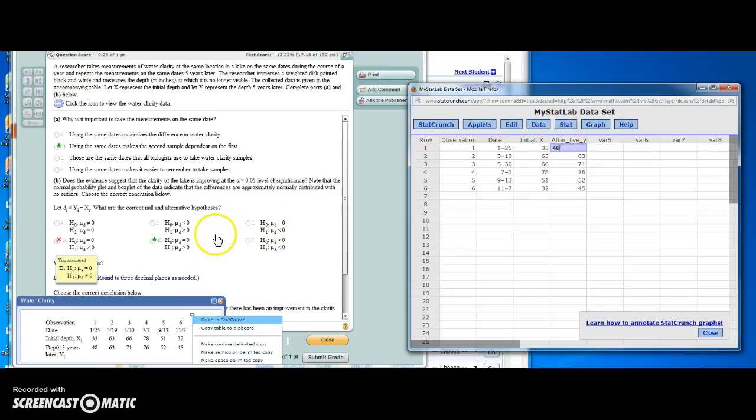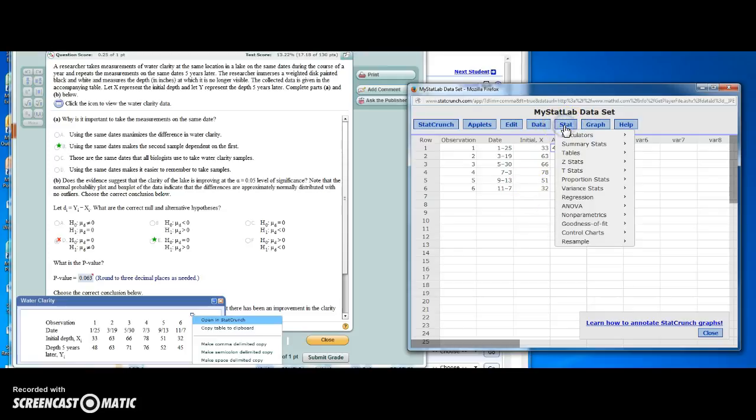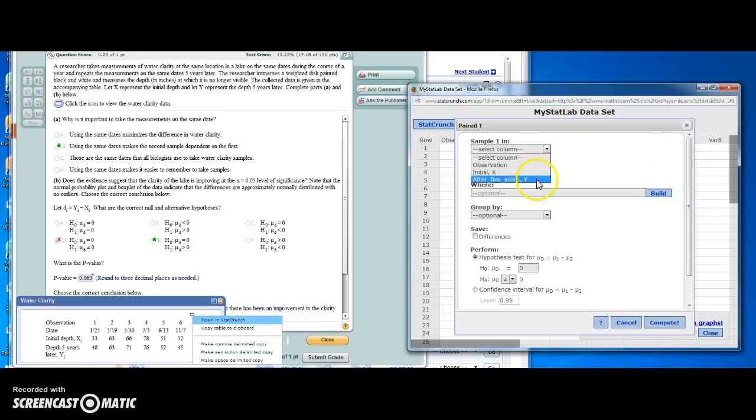Because I am measuring them before and after, initial and after 5 years, these measurements are dependent on one another. And so that means I'm going to use a t-stat test because I'm testing the mean, and they're paired because they're dependent. I'm going to select y for column 1 and x for column 2, only because initially the problem said the difference is y minus x. And so this difference says mu1 minus mu2, so I wanted y as sample 1 and x as sample 2.